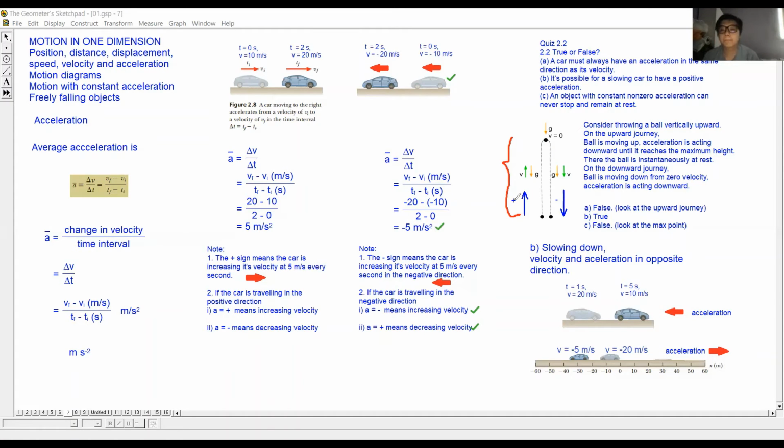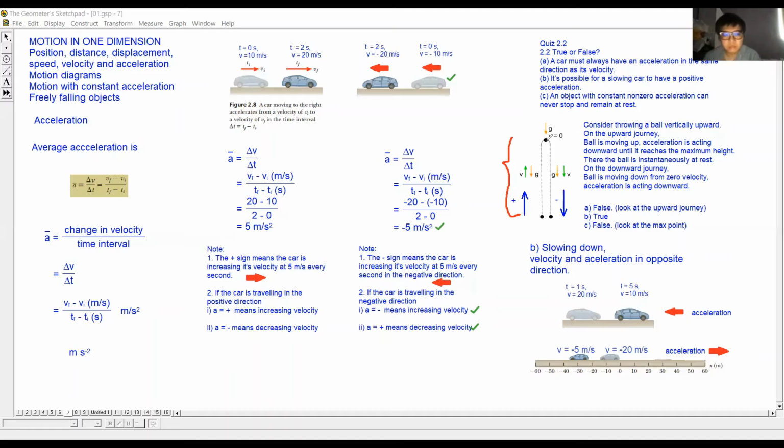We consider moving up as the positive direction. So if the velocity is positive, then the acceleration will be negative. You are moving slower and slower because of the gravitational attraction, so there will come a time when the ball will stop. It will reach its maximum height. Let's say this is the position where the ball stopped and the velocity is 0.